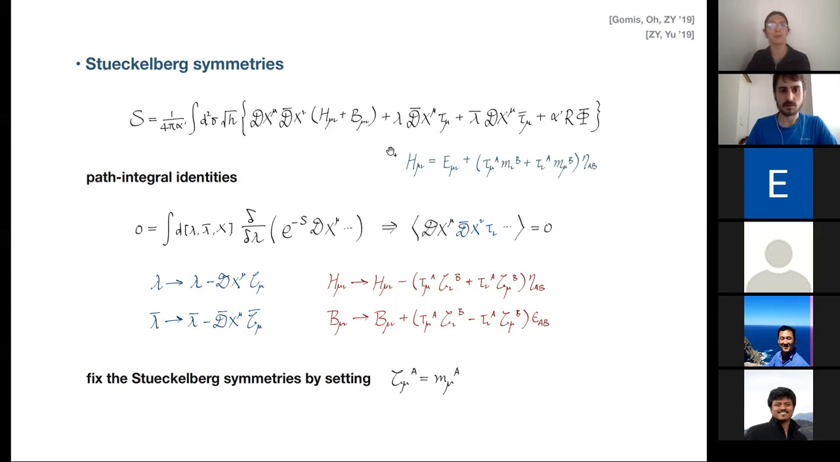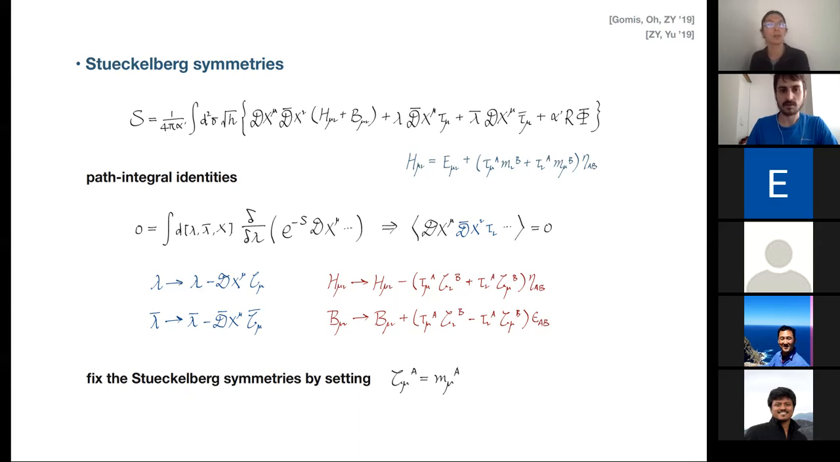It's coming from the fact that you can redefine the Lagrange multipliers lambda and lambda bar without changing the theory. So for example, if you shift lambda and lambda bar by this arbitrary function that we call C_μ^A, but now in the light coordinates, that will generate this type of shifts in H_μν and B_μν. And you can plug this back in, and you will see that the action is actually invariant. So this type of shift basically means that you have some kind of redundancies in the parameterization, and they're similar to what they call the Stueckelberg symmetries.